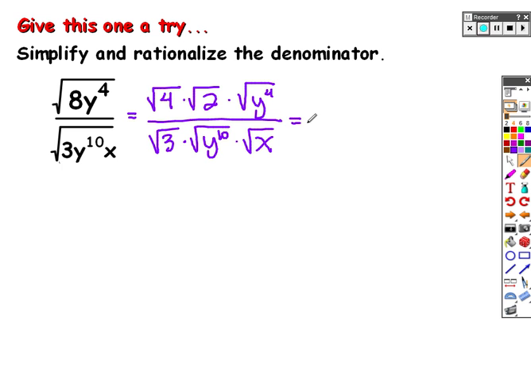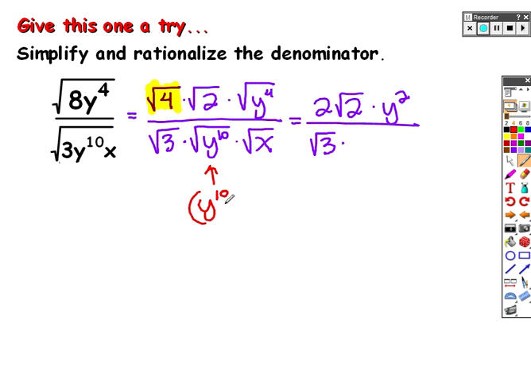Now the square root of 4 is 2, which is why I factored that square root of 8. 4 is a perfect square, so I'd actually have 2 square root of 2. And the square root of y to the 4th would just be y squared, 4 times a half. In the denominator, I have the square root of 3. This would be y to the 10th to the 1/2, or 10 times a half, which would be 5. And then the square root of x just stays since its exponent is smaller than the index of 2.